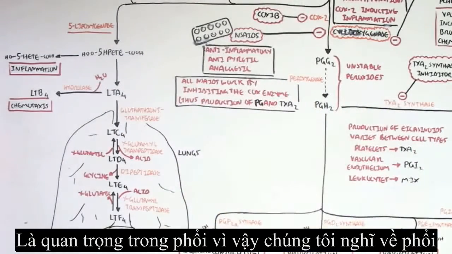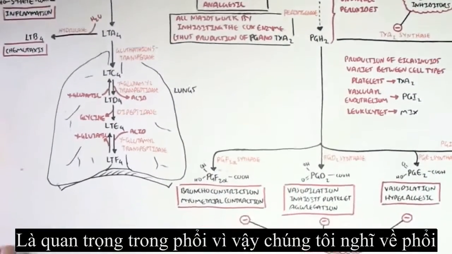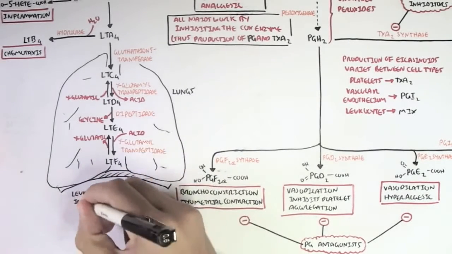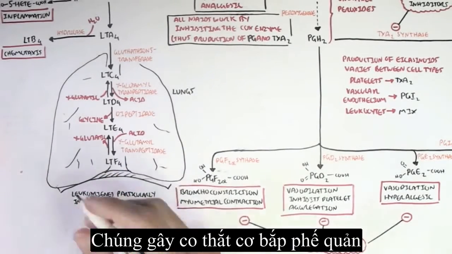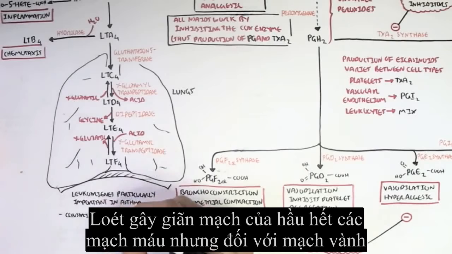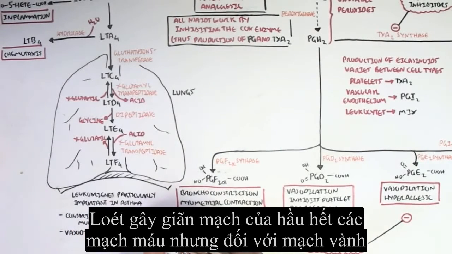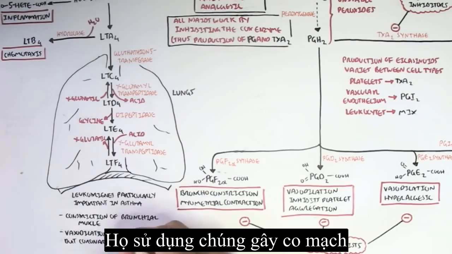The leukotrienes C4, D4, E4, and F4 are important in the lungs. So when we think of these leukotrienes, we think of the lungs. These leukotrienes are particularly important in asthma, for example. They cause constriction of bronchial muscles, and they also cause vasodilation of most vessels, but for the coronary vessels, they cause vasoconstriction.